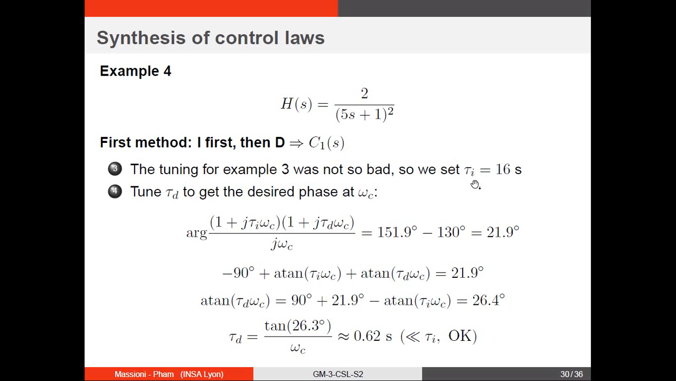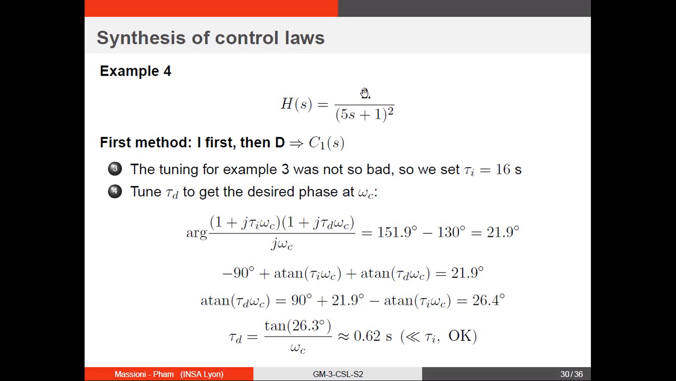As I said previously, we have to make sure that tau I is low enough, so this zero comes before the crossover frequency. So 1 over tau I must be smaller than omega c. That's exactly the same criterion we used before. This is the case, since 1 over 16 is way smaller than 0.8 radians per second. So once we set tau I arbitrarily in this reasonable way, we can get the phase and get tau D.